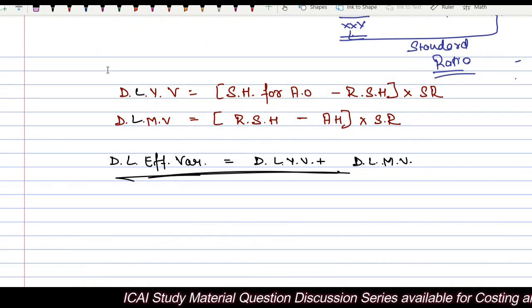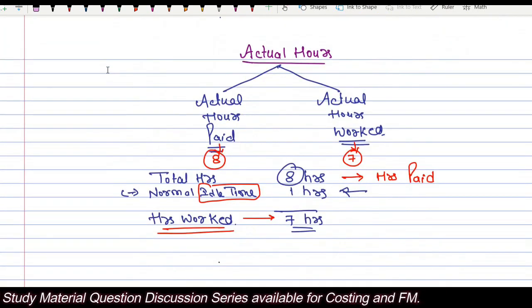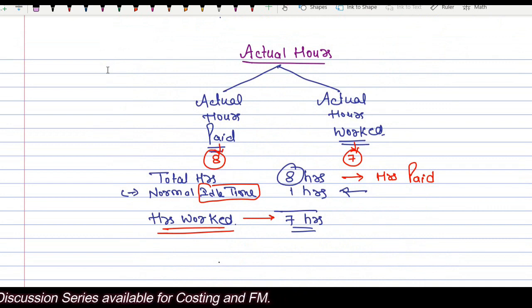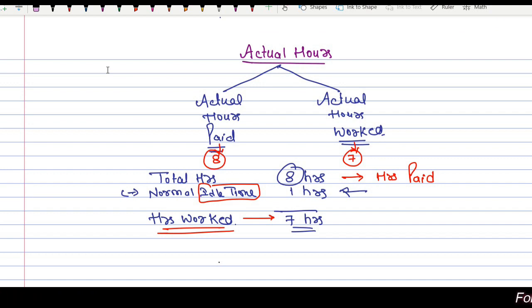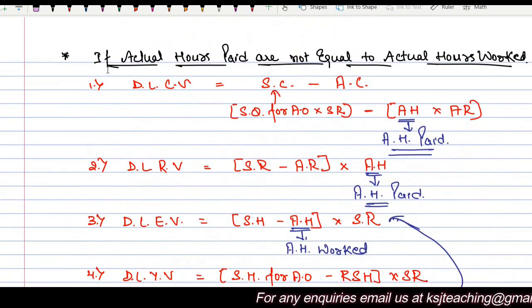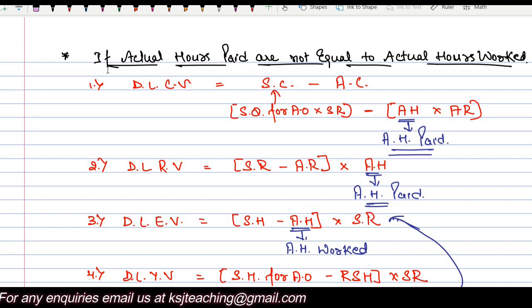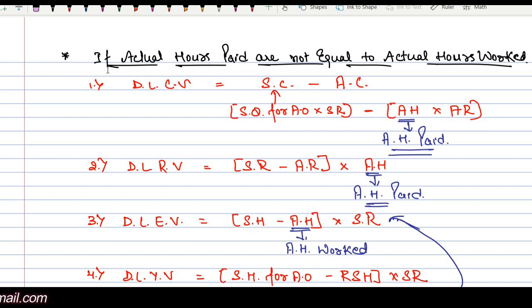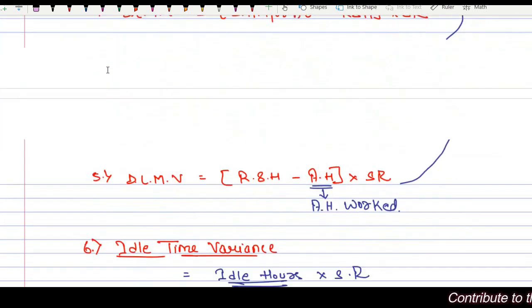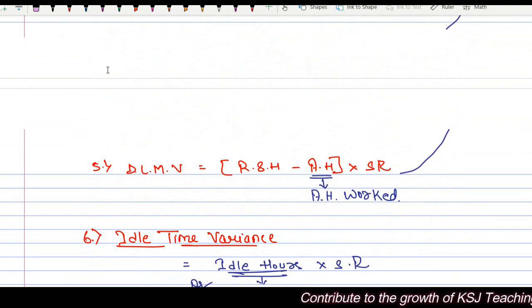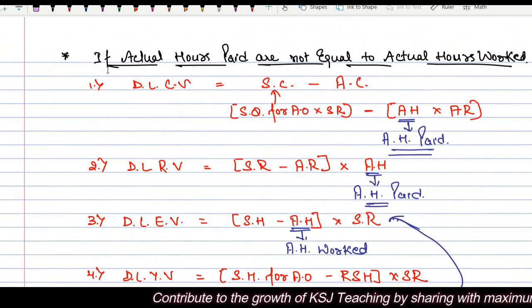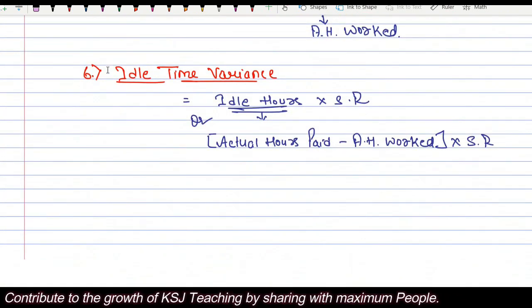So we have calculated the yield variance and mix variance. After that, we discussed the actual hours. Actual hours can be actual hours paid and actual hours worked. It will depend upon whether there is idle time or not. Clear? So according to that, our formulas will change. In the cost variance and in the rate variance, we will take actual hours paid, and in the efficiency variance, we will take actual hours worked. Similarly, the mix variance is a part of the efficiency variance, so we will take actual hours worked. So idle time variance we discussed.